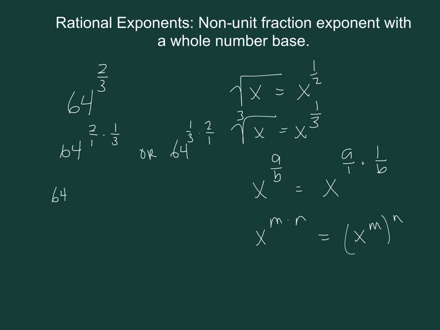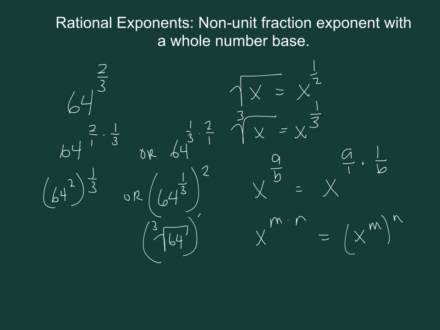64, 2 over 1 means squared, parenthesis, 1/3. Notice I'm using this rule right here to create this scenario. Then I come over here to the right and I go 64 to the 1/3 squared. Well, 64 to the 1/3 I know is the cube root of 64, this whole thing squared. So let's go 64 squared. I'm going to have to use a calculator on this one. 64 squared is 4096 to the 1/3. Oh, well, that means that this is the cube root of 4096.